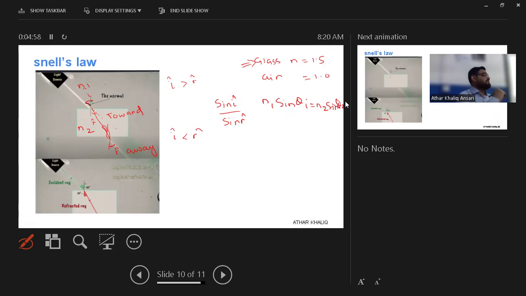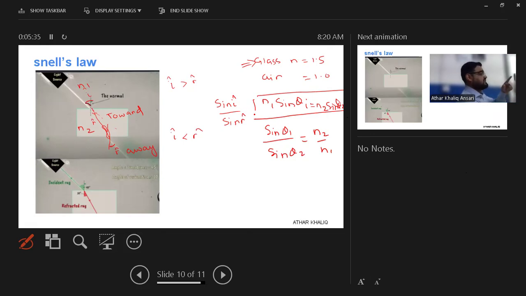What does it mean? It means that if I have refractive index n1 for the air and angle 1 for this one, then the product n1 sine theta 1 will be the same as n2 sine theta 2. So n1 sine theta 1 is equal to n2 sine theta 2. I can also say sine theta 1 over sine theta 2, or sine incident over sine refracted, will be equal to n2 over n1. You can simply use this as Snell's law.